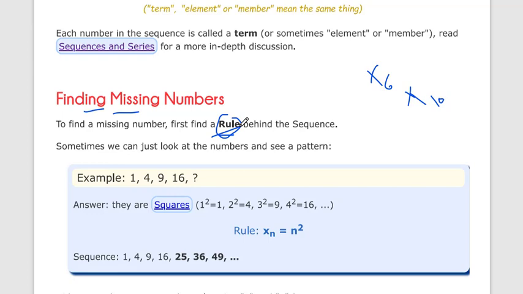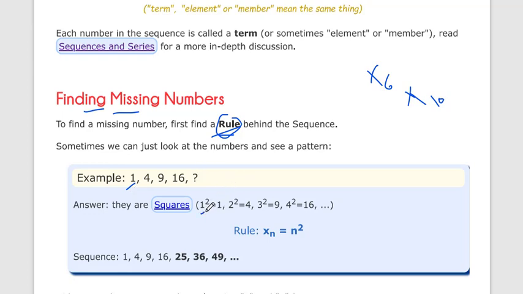So let's start here. For example, 1 4 9 16. You can say that this is a square. Just by looking, you can see that this sequence is a square pattern.